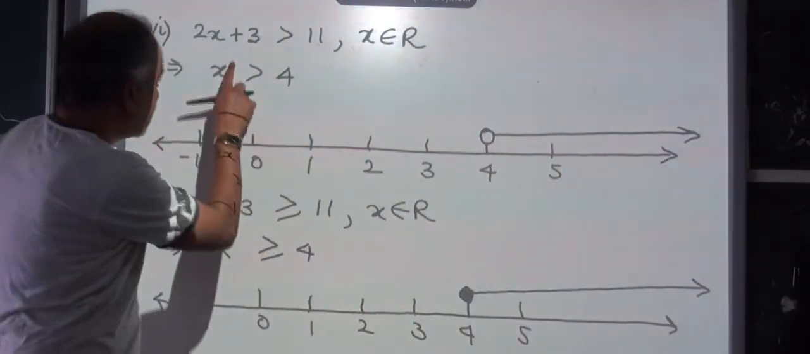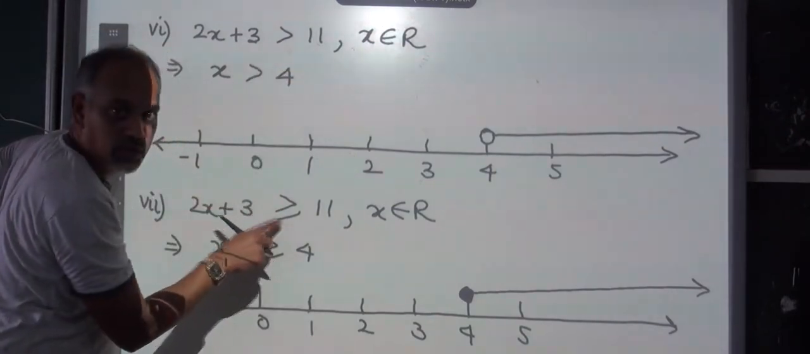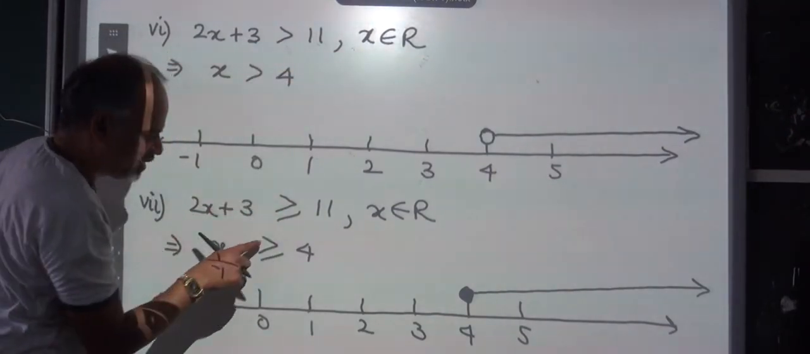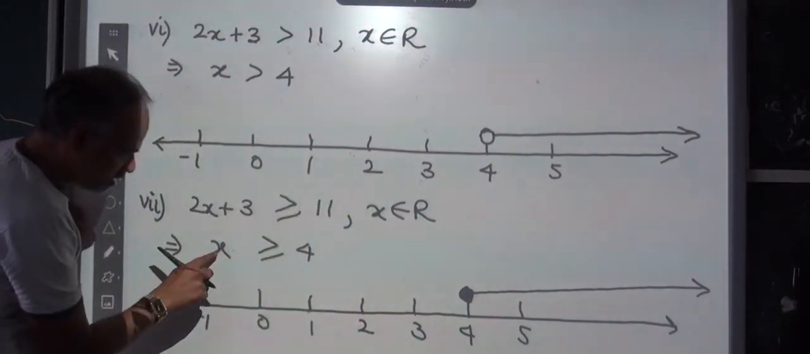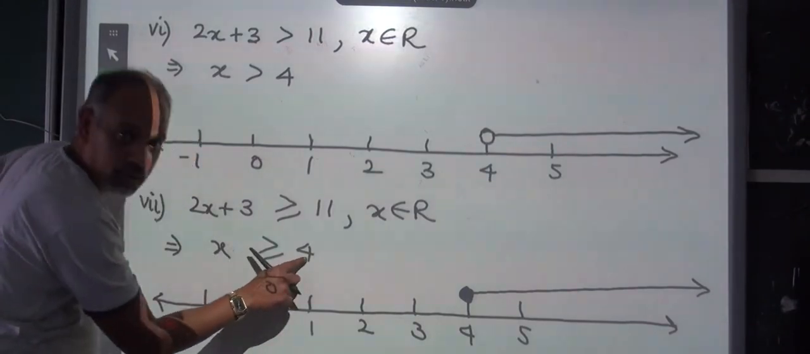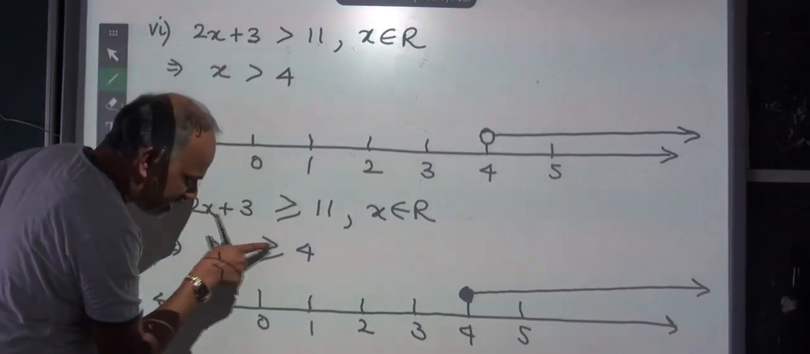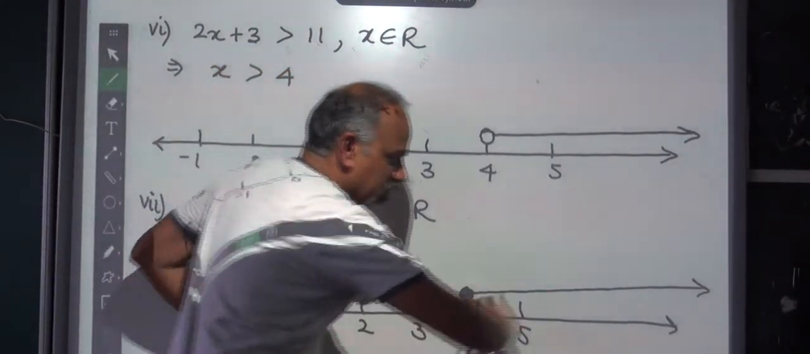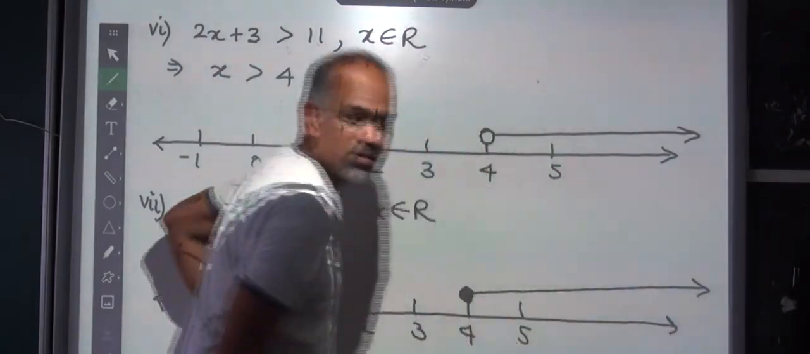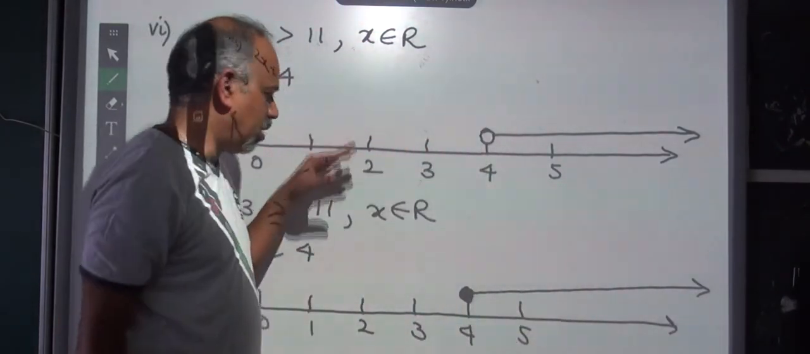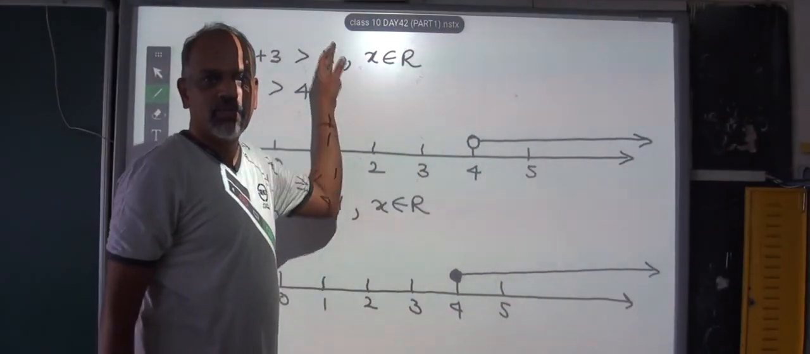Slight change. This was greater than, now it's become greater than or equal to. Solution is x is greater than or equal to 4. x belongs to real numbers. If you read this, x is equal to 4, therefore, I put a shaded dot over 4. x is greater than 4, therefore, it should be on the right side. So, draw a line on the right side and put an arrow. This is all about real numbers with particular signs.